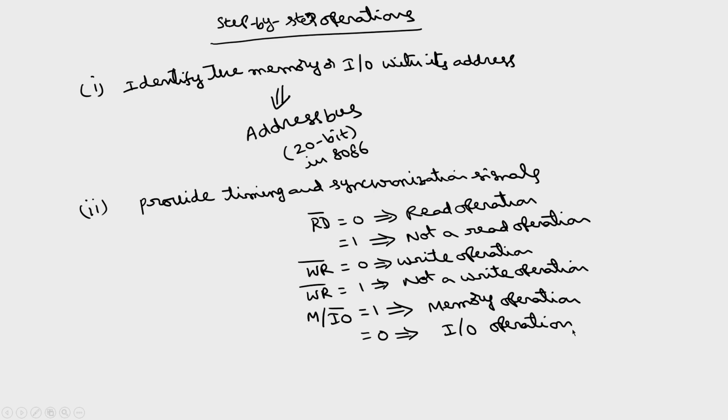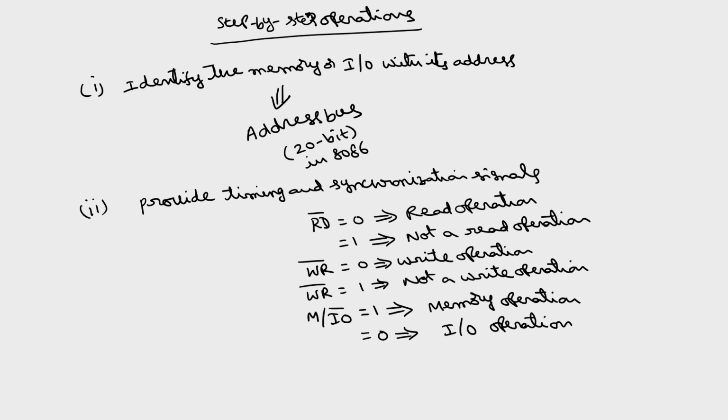So, using these three control signals, read bar, write bar and M by I O bar, we can perform all the 4 operations that I have discussed in the last slide: memory read, memory write, I/O read, I/O write. Then how to perform memory read? If you want to perform memory read, M by I O bar should be 1 and read bar should be 0. Then only you can perform the memory read operation. For that you can generate the memory read signal. The memory read signal is not directly available from the microprocessor, but using these signals we can generate all the 4 signals.